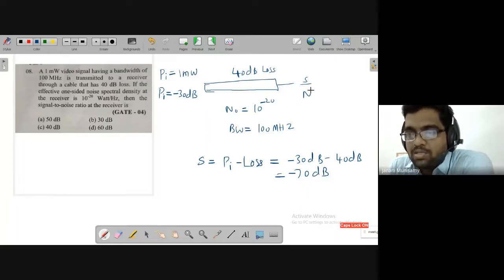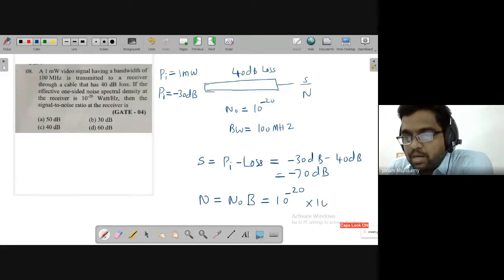Now I have to concentrate on the noise power. I am indicating N, where N is the noise power. You know that noise power is N0 into B. N0 is given as 10 power minus 20. Then the bandwidth is given as 100 megahertz, that means 10 power 8. So I will get 10 power minus 12. Then I will represent the noise in terms of dB. Then I will get minus 120 dB.